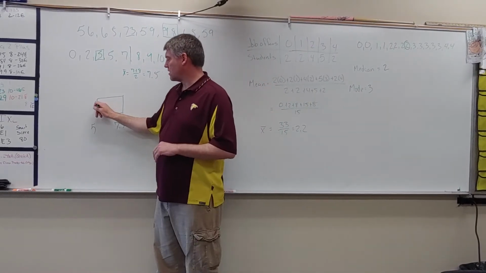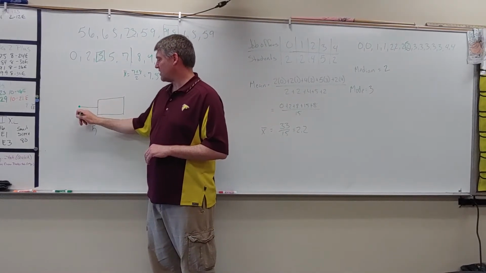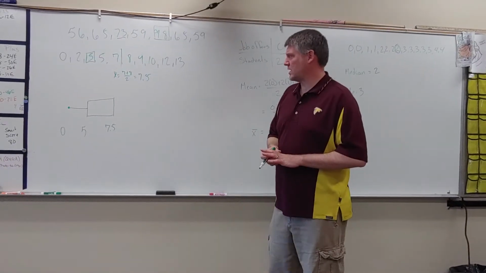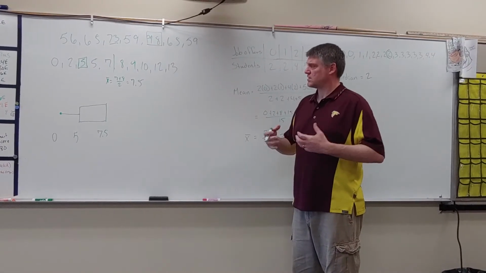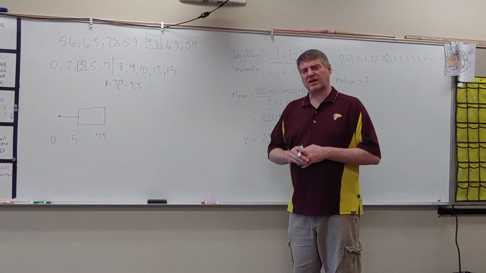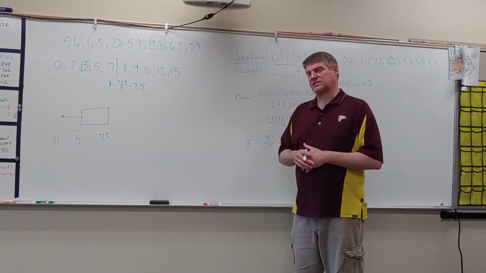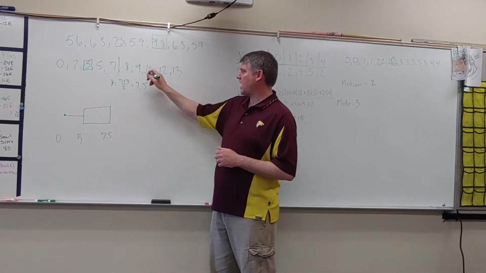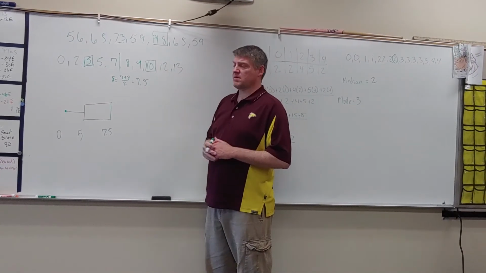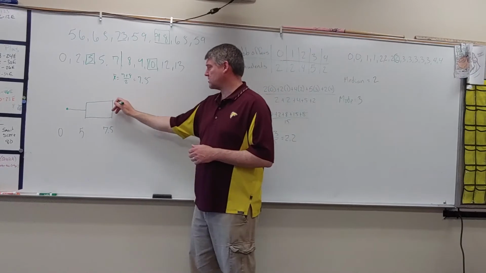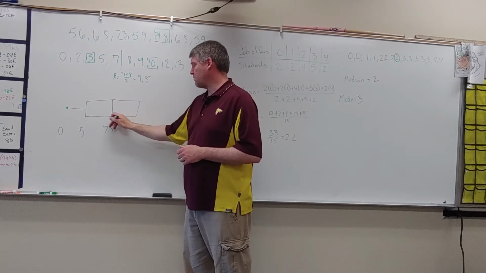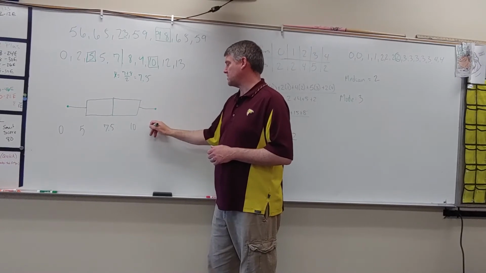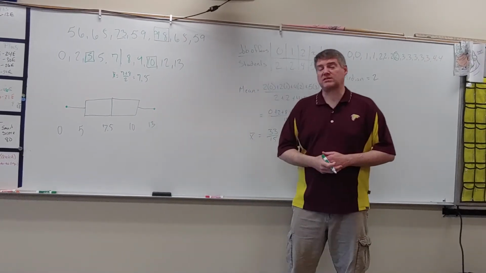Now my whisker is going to extend out. A lot of times it's just our bottom number, and we'll talk about outliers in a little bit with this. But we're going to extend it to that bottom piece that is not an outlier. Now I'm going to do the same for the top. There's my median of my top information. So I'm going to come out here and create a box. This is 10. I'm going to extend out my whisker to 13. Now that's a box and whisker.